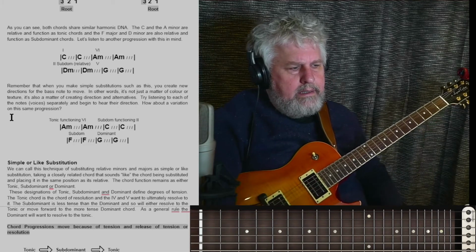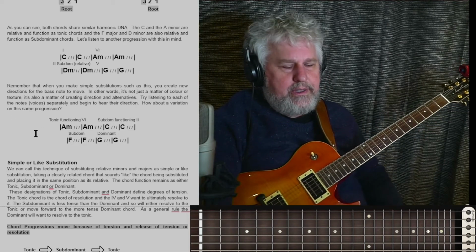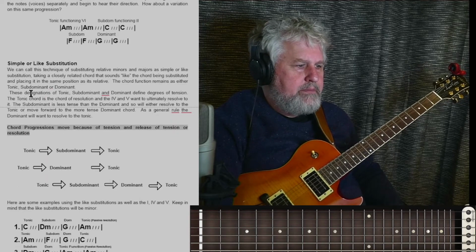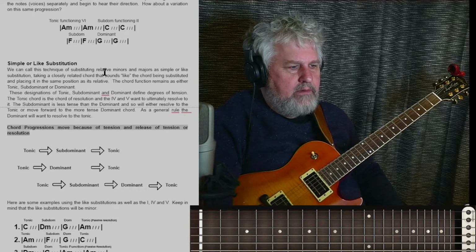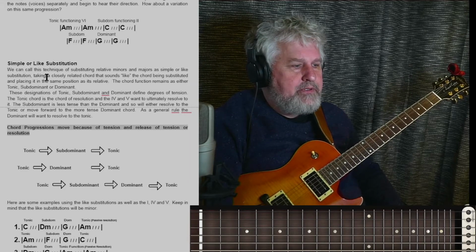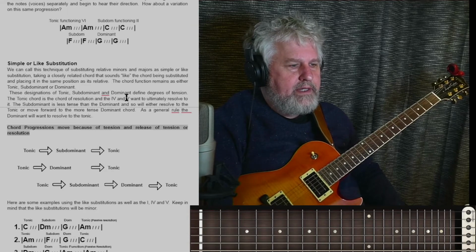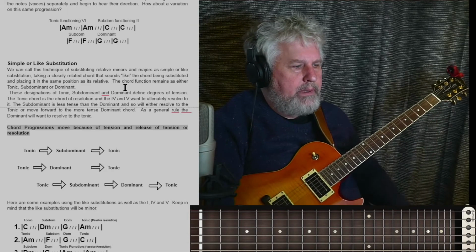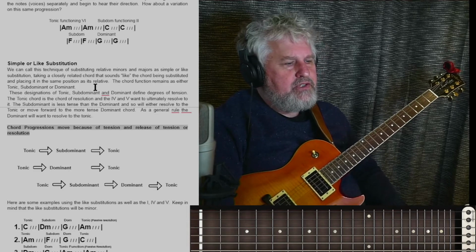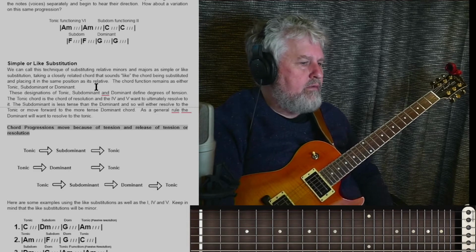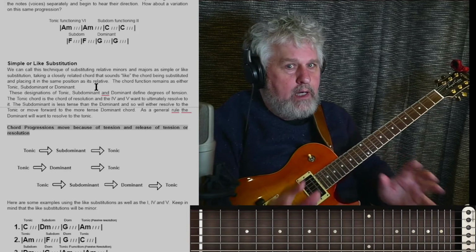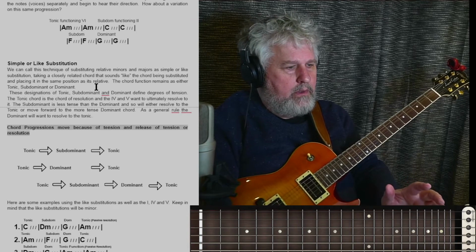The idea, right? These are all the same progression is the point that I'm trying to make here. So we can call this technique of substituting relative minors for majors simple like substitution: taking a closely related chord that sounds like the chord being substituted and placing it in the same position as its relative. The chord function remains the same. Chord function, right, is what I'm talking about here.